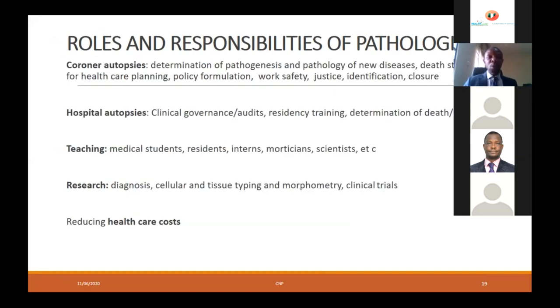For instance, we are involved in coroner's autopsies, and we determine the pathogenesis of the disease, the mode of the disease, the mechanism of the disease, and we're able to give statistics about why and what is killing our people on the roads, road traffic accidents, occupational hazards, work sites, drugs. Even in hospitals, when new treatments fail, autopsies are performed, and we determine why the patient actually died.